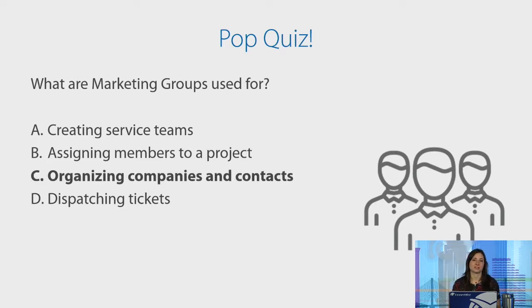Now, when we mean organize our companies and contacts, as we're working with them through a marketing process or through the sales process, we're learning about them, their interests, the products that they use. We can create groups to make it really easy to target our marketing and send out those email blasts to a very specific subset of clients.